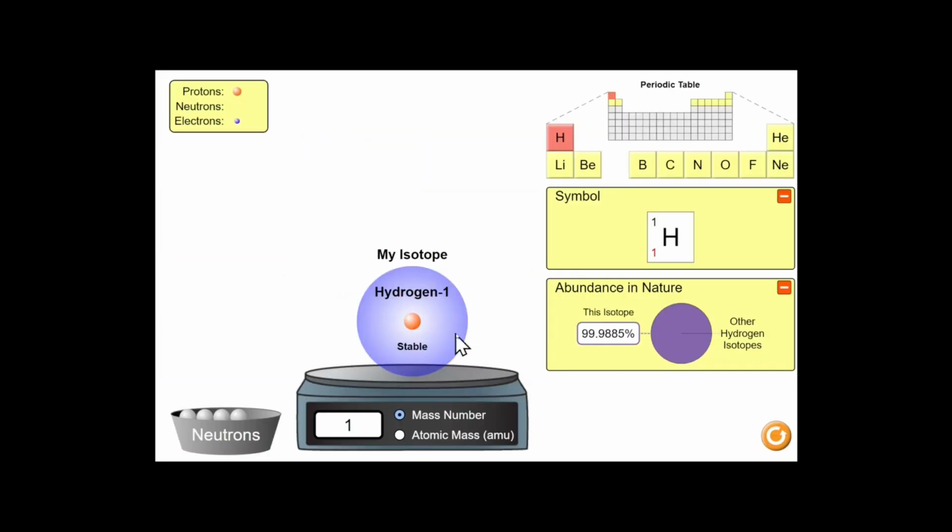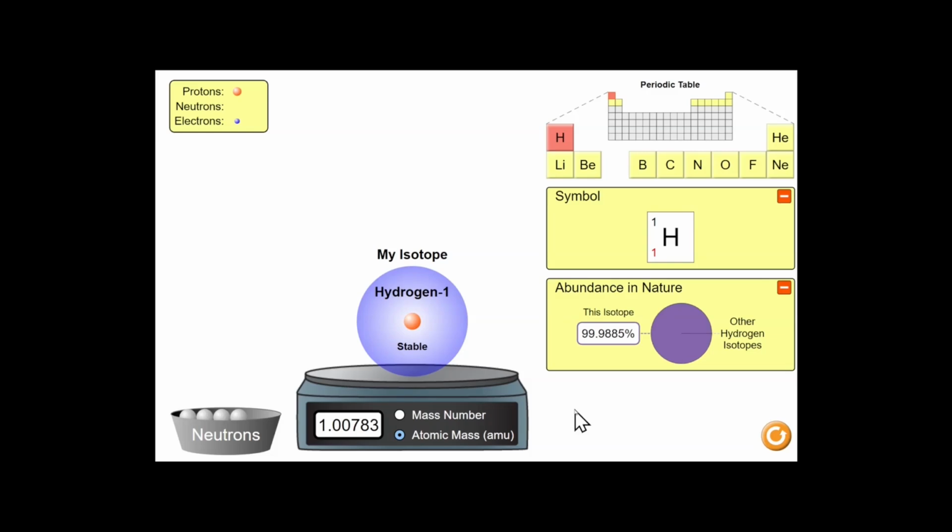So here's another PhET simulation. So here we have hydrogen 1, so protium. We'll just ignore the electrons for now. There is 1 proton and it has a mass number of 1. It has an atomic mass of 1.00783. Why is there a difference there?